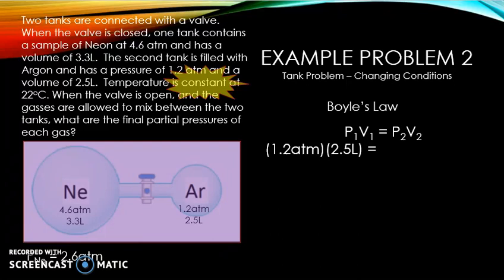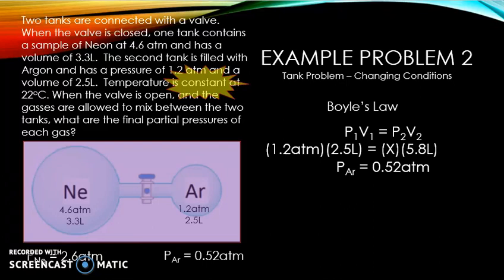P2 I'll leave as X. V2 would be the combination of both volumes of the tanks, and that would be 3.3 plus 2.5. So just like we did before, I'm going to condense that down to 5.8 liters and then solve for my X, which comes out to be 0.52 atm. That's the second answer that we needed for this problem. So that is the partial pressure of argon, and I'll list that simply under the argon tank.